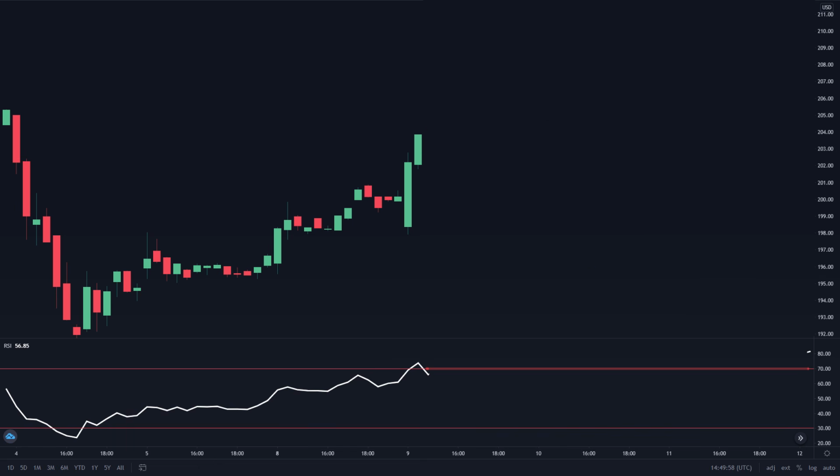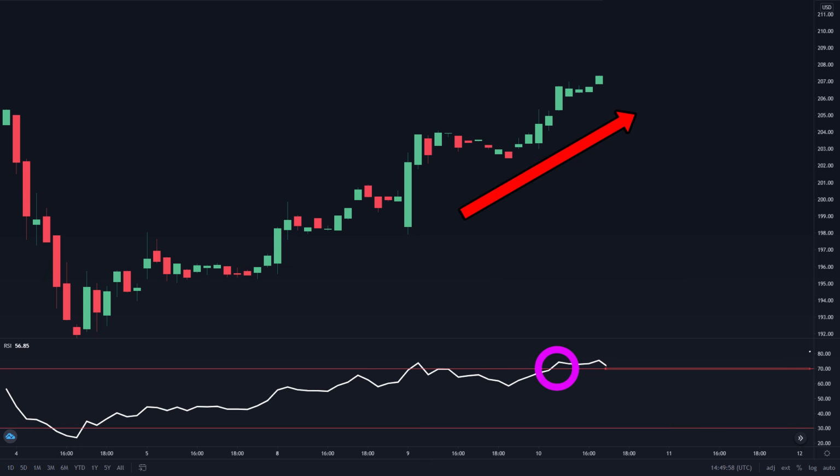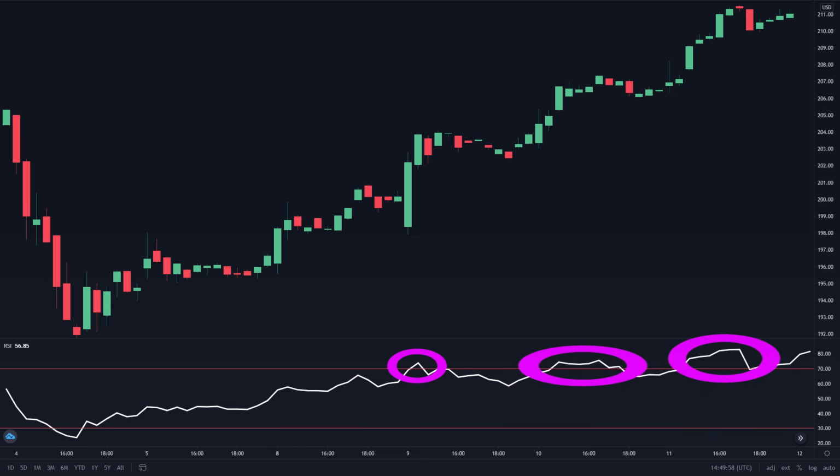The price instead pushes further to the upside, and the RSI went to overbought levels again. So just because the price is overbought doesn't mean it's going to reverse down to oversold. Prices can stay at overbought and oversold levels for long periods of time.